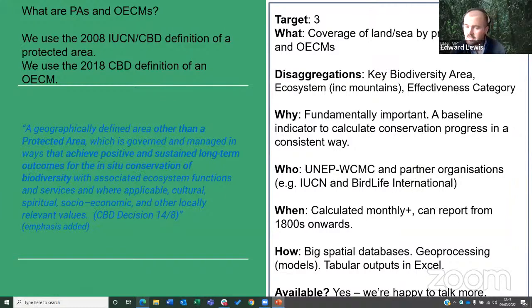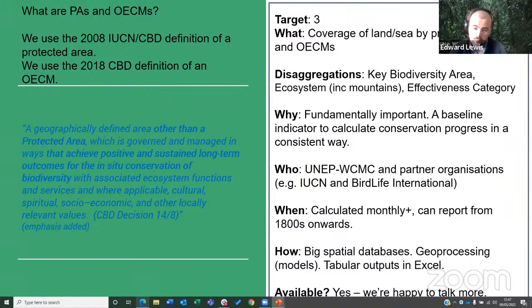The protected area coverage is calculated every month alongside the databases on protected areas, which are updated monthly. But the overlap with KBAs is done more on an annual basis, and can be done slightly more frequently, but that tends to be the frequency. And for reporting, we can go from the 1800s onwards. That's when protected areas start being listed in the database.